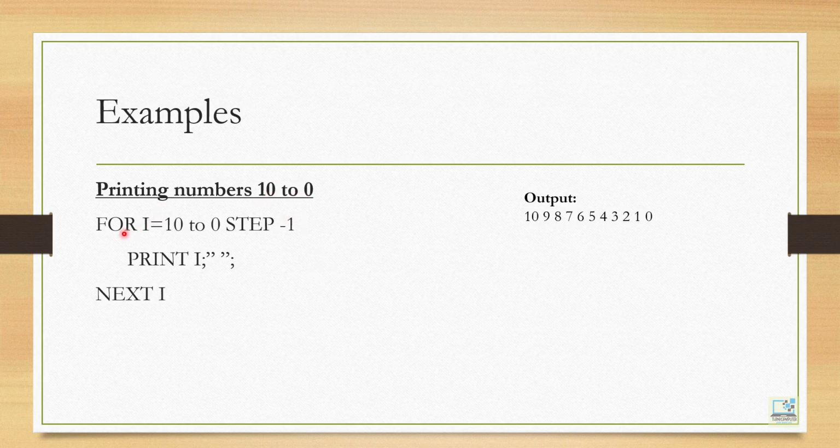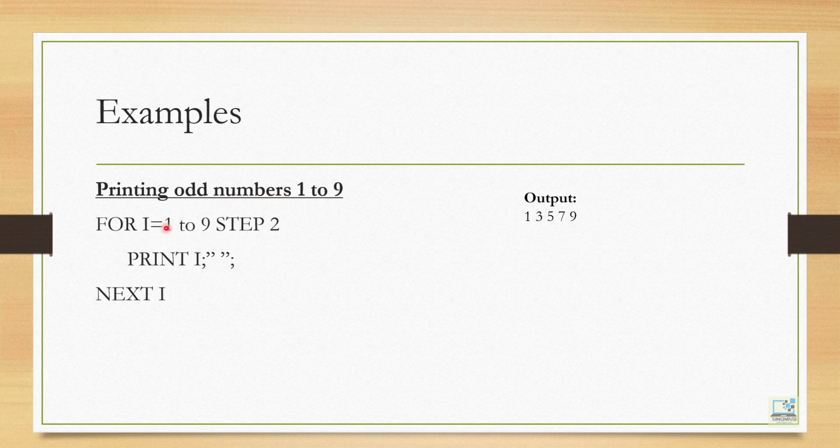Printing numbers 10 to 0. I have written FOR I equal to 10 to 0, STEP minus 1. Since we will be decrementing the value from 10 to 0, it will be like 10, 9, 8, 7, till 0. Printing I, first time it will print 10, then NEXT I will subtract 1, it will become 9. Then 9 will be printed, then again minus 1, 8. That way it will print till 0. So we can also have negative step values.